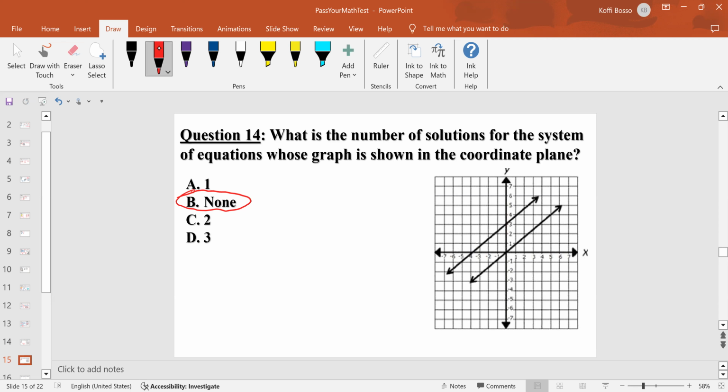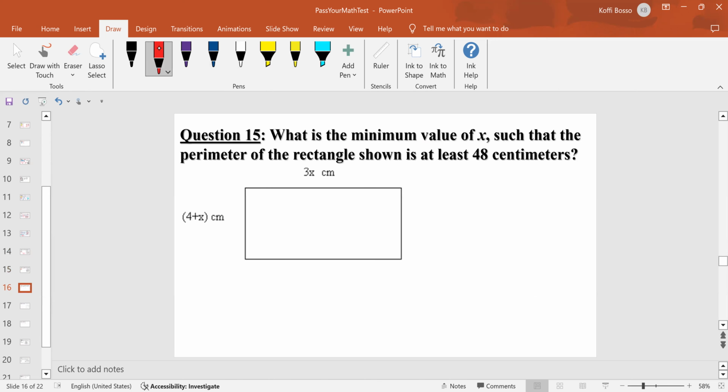Maybe in another question, they could ask you to find the slope of these 2 parallel lines. And you see that the 2 lines will have the same slope because they are parallel. Yes, two parallel lines have the same slope. We continue. Question 15.